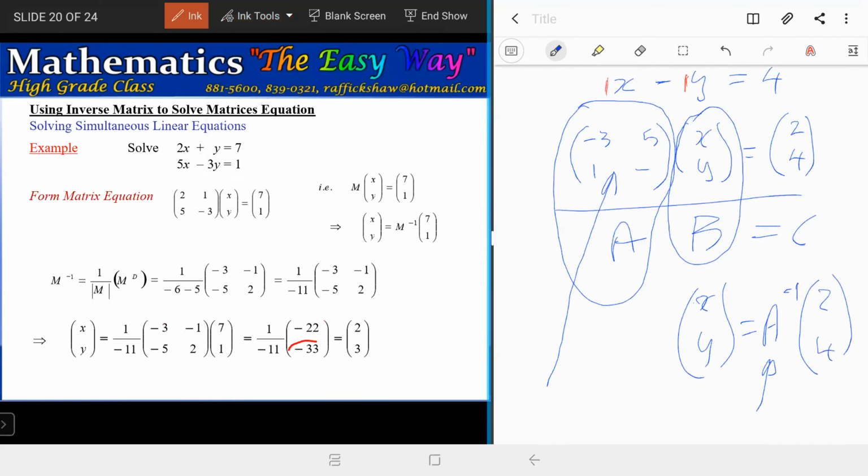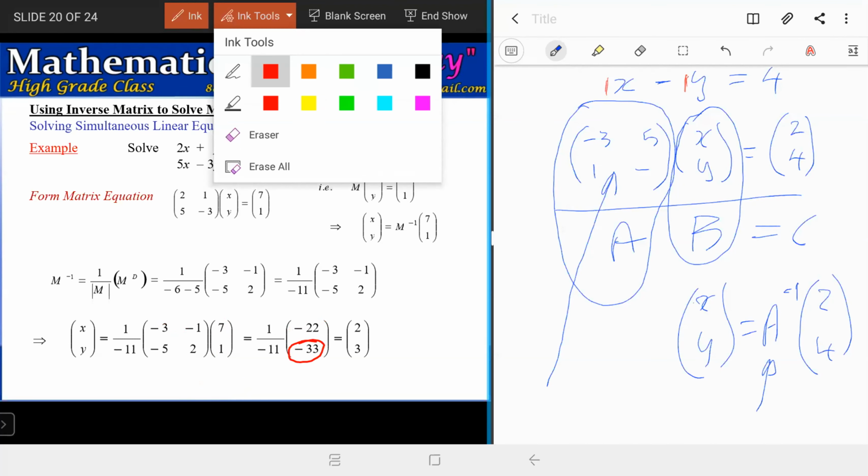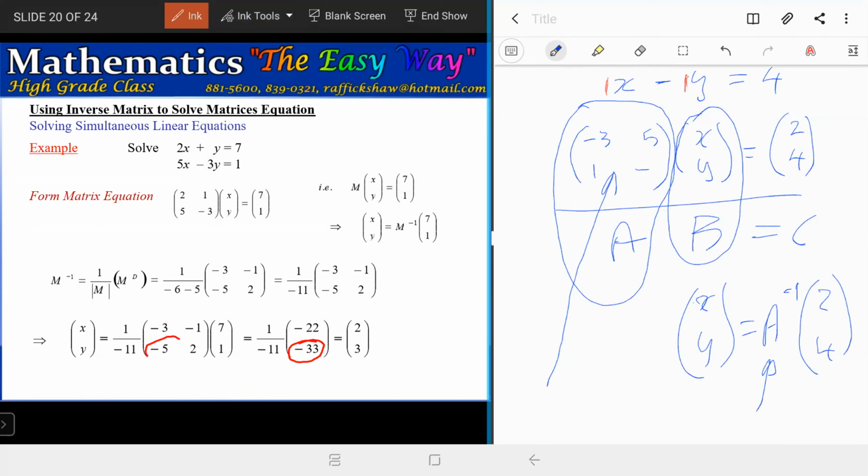For this value down here, the second value, it is this row times the column. Give me that value. -5 times 7 is -35. And then the 2 times 1 is +2. -35 plus 2 give me -33. That's how we get the -33. We're multiplying just as we did yesterday. I told you to practice the question that we did yesterday.